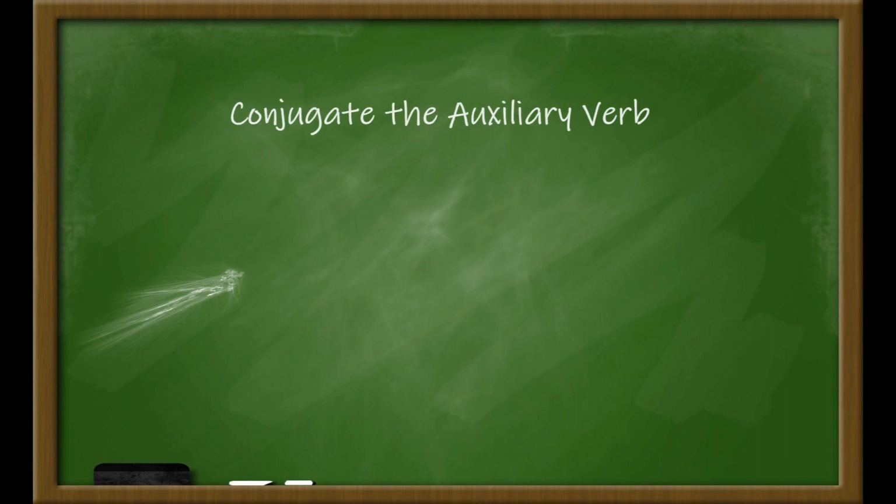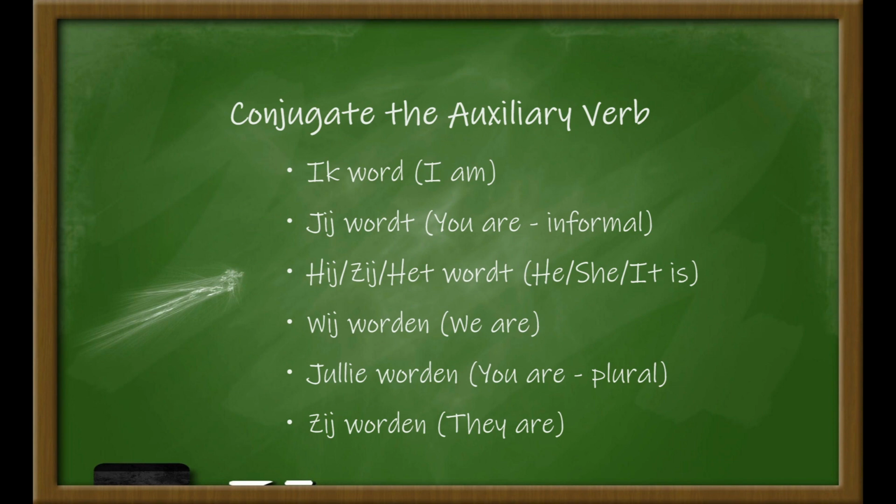Conjugate the auxiliary verb. The auxiliary verb worden is used to form the passive voice in Dutch. It is conjugated based on the subject of the sentence. The conjugation of worden is as follows. Ik word, jij wordt, hij, zij, het wordt, wij worden, jullie worden, zij worden.